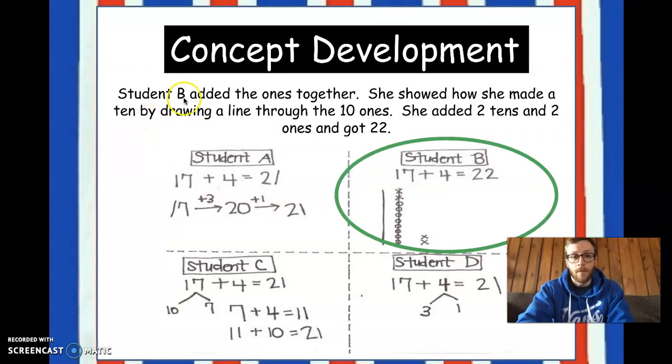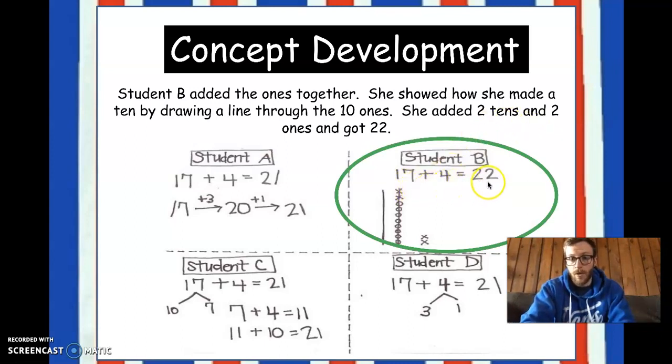It says student B added the 1s together. She showed how she made a 10 by drawing a line through the 10 1s. She added 2 10s and 2 1s and got 22. Okay, so now we have the same addition problem but a different answer. Let's take a look at this to see if she was correct or incorrect.